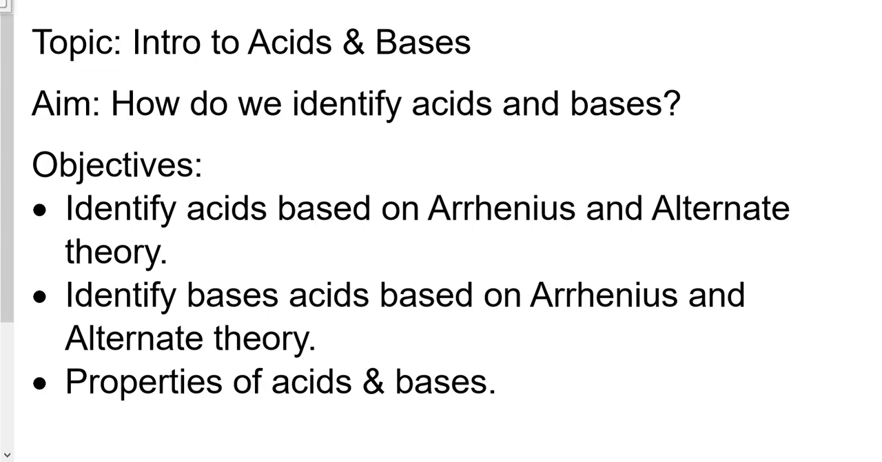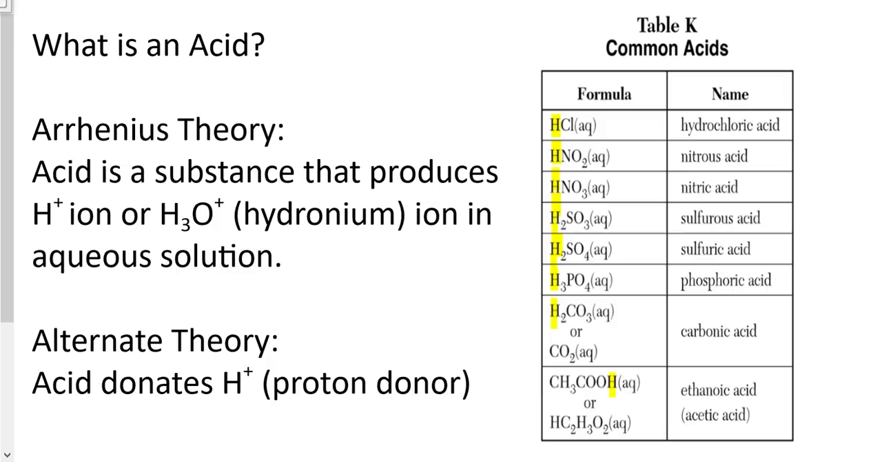follow the notes. Our objective for today's lesson is to identify acids and bases based on both theories. We're going to talk about Arrhenius theory and the alternate theory. We also have to recognize the properties of acids and bases. Acids. Acids were first recognized as substances that taste sour.